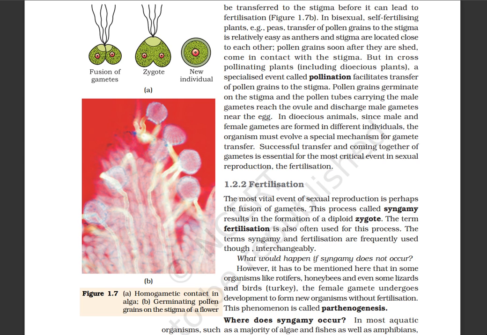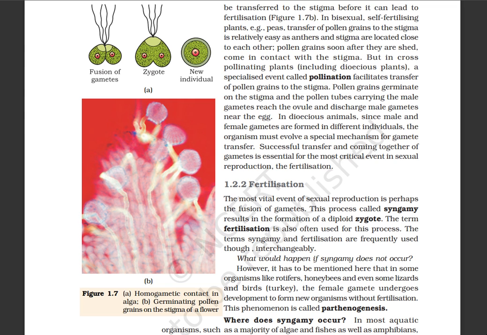In bisexual, self-fertilizing plants, for example peas, transfer of pollen grains to the stigma is relatively easy as anthers and stigma are located close to each other. Pollen grains soon after they are shed come in contact with the stigma. But in cross-pollinating plants, including dioecious plants, a specialized event called pollination facilitates transfer of pollens to the stigma.